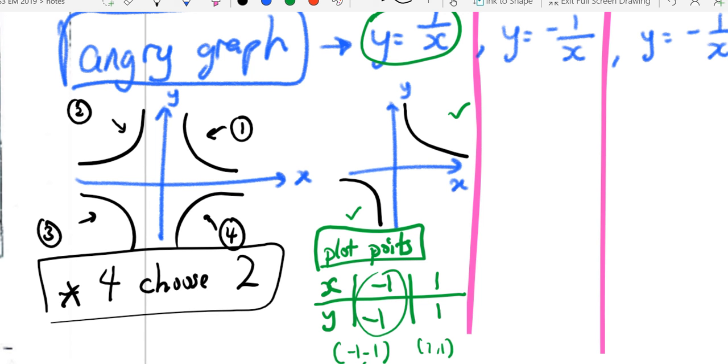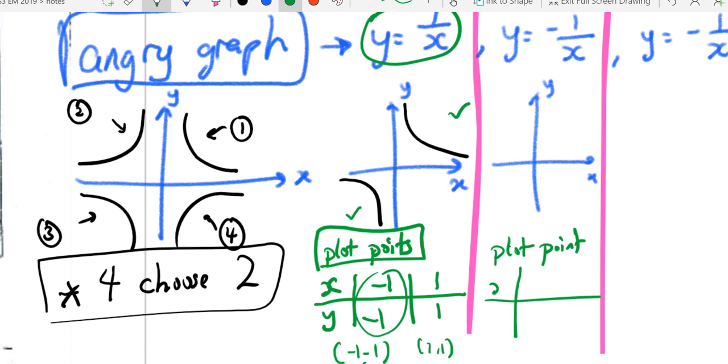Okay, let's try the second one. y equals to negative 1 over x. So let me try. Let me take out my pencil, y and x. Let me take out my green pen. Let me plot some points. Xinghui, what points do I choose? Minus 1 and 1. Do you know why I don't choose 0? 0 is in the center.